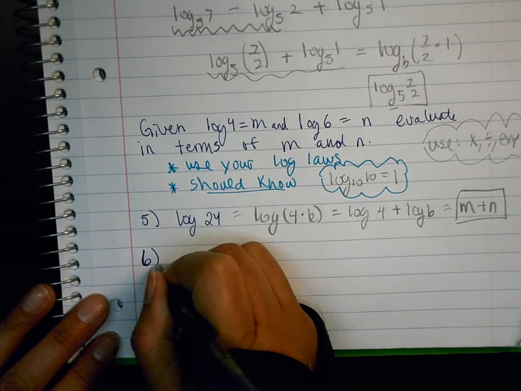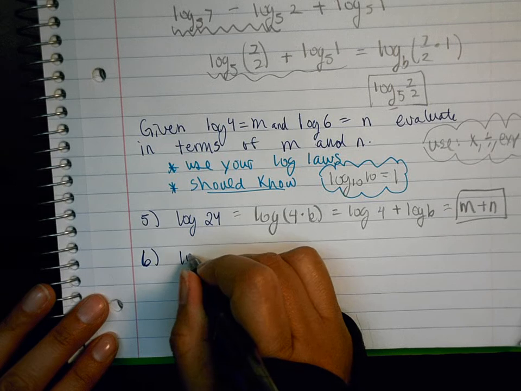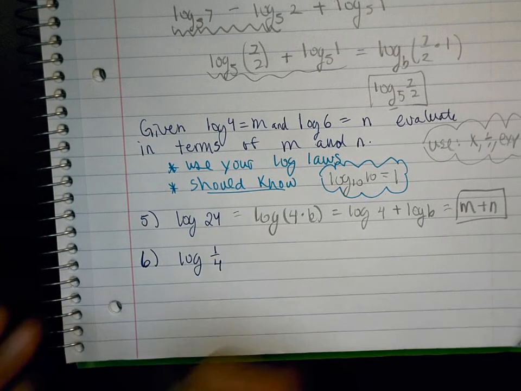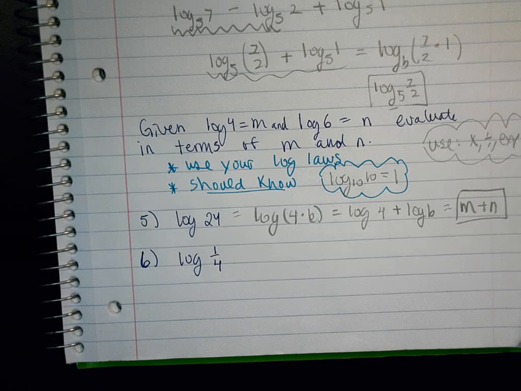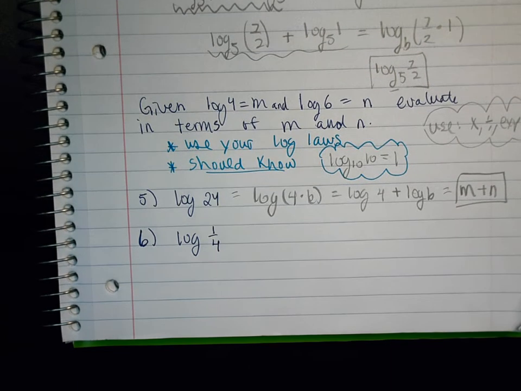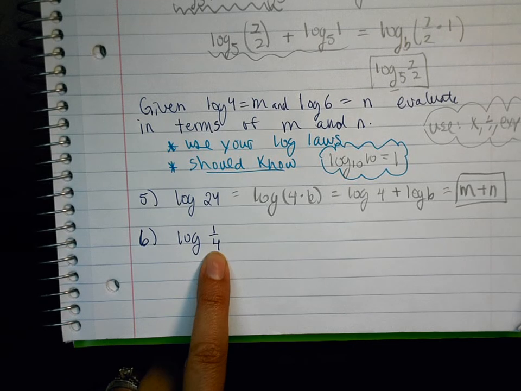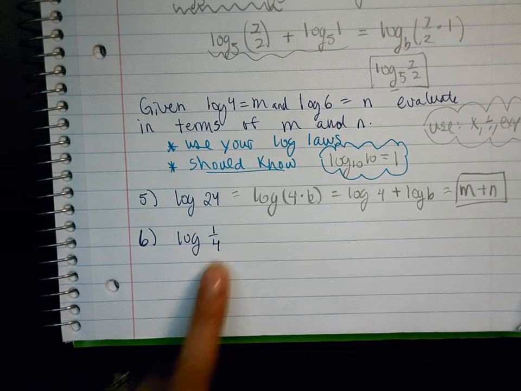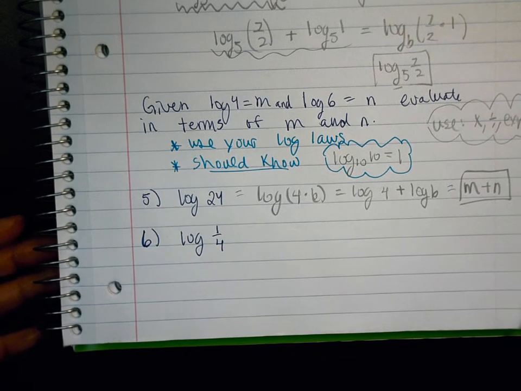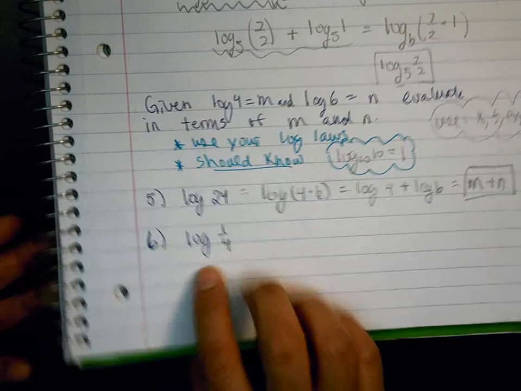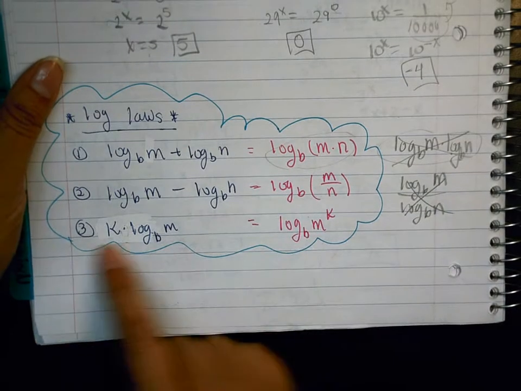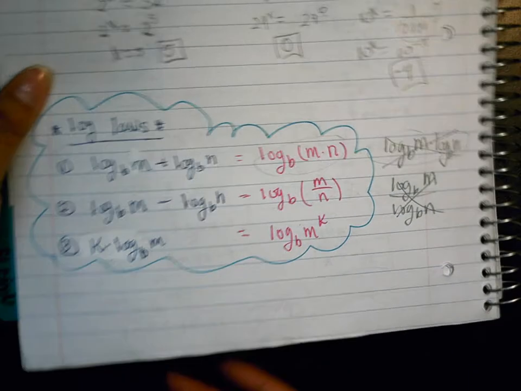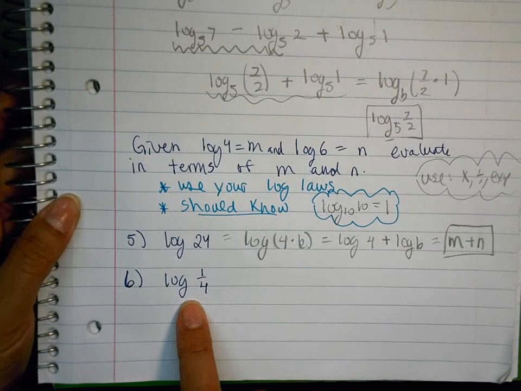Okay, number 6. Log of 1/4. There are different ways of doing this. One way is rewriting 4 to the negative 1. Is that correct? Is 4 to the negative 1 equal to 1/4? Okay, so two choices. You decide which one you want to do. Rewrite that as 4 to the negative 1 and use log law number 3, or leave it as a fraction and use log law number 2.